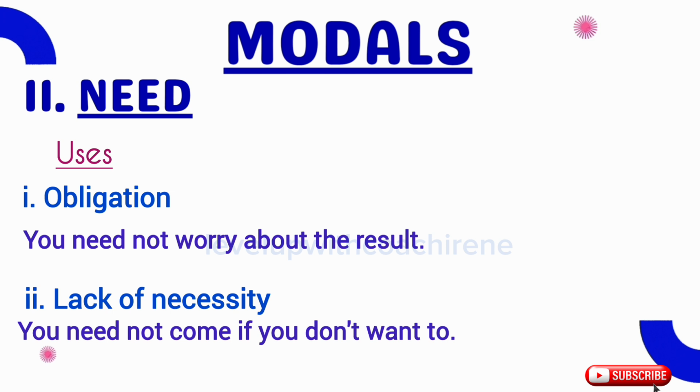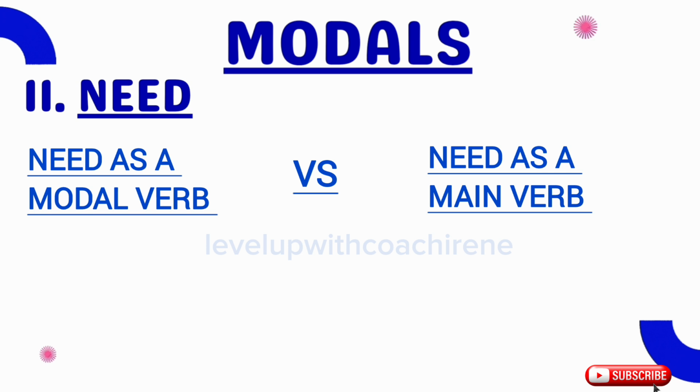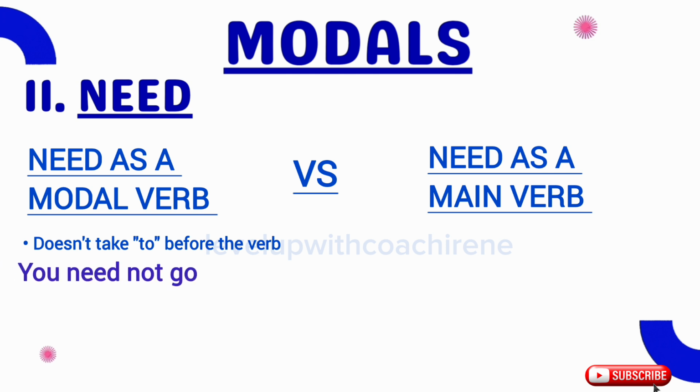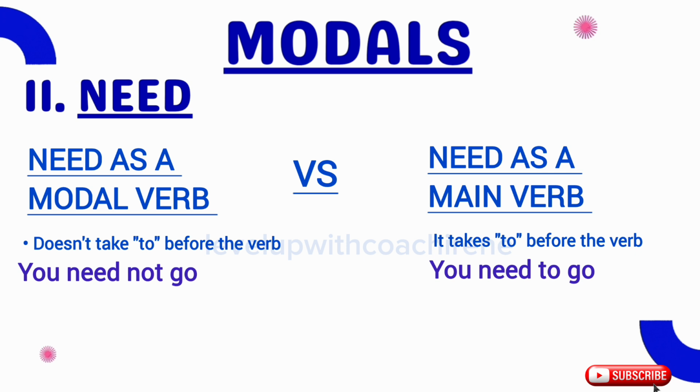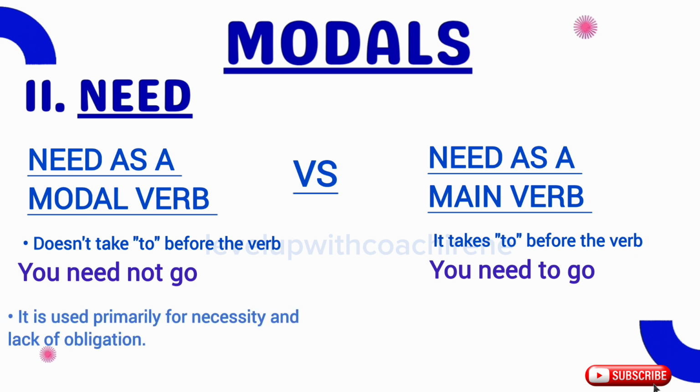Need can be used as a main verb. Let us look at the difference between need as a modal verb and as a main verb. Need does not take to before the verb. For example, you need not go. Whilst as a main verb, it takes to before the verb. For example, you need to go. Need as a modal verb is used primarily for necessity and lack of obligation. Its use is more formal or less common compared to other modals like must or should.